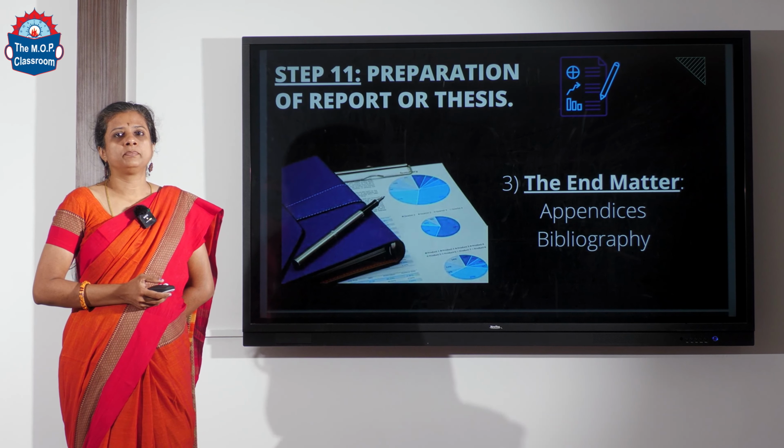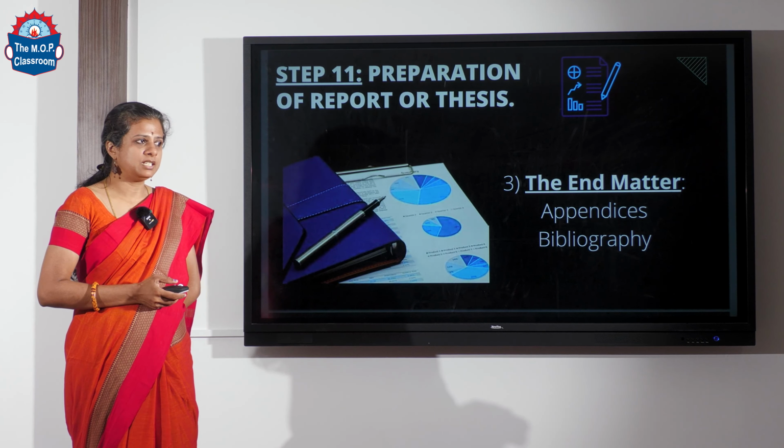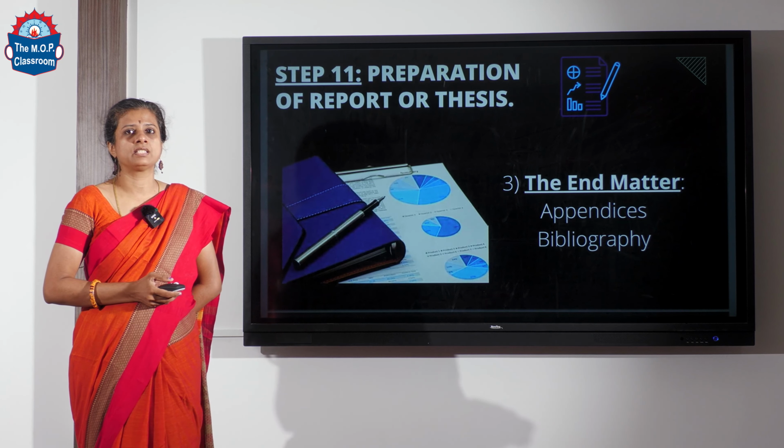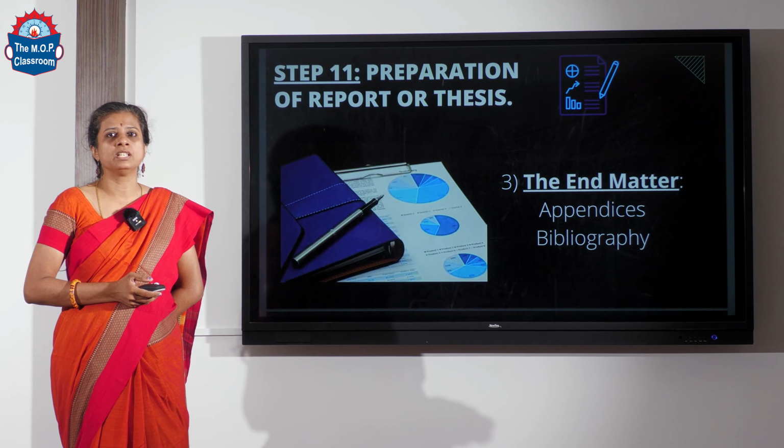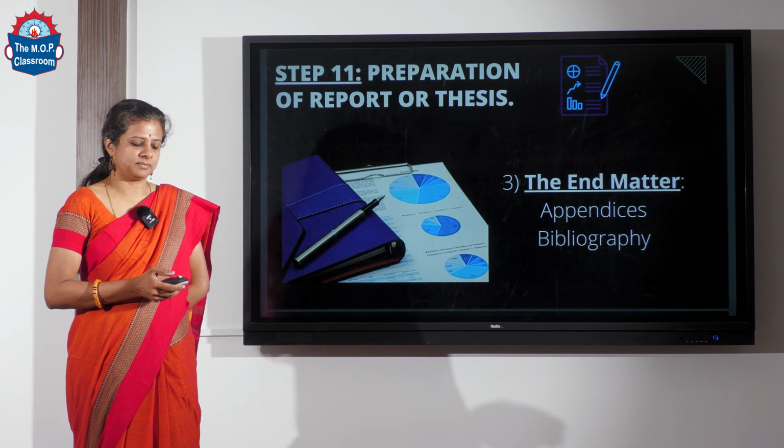The third part of the research report is the end matter, which has the appendices and the bibliography. That means all the references which we have used for the review of literature.